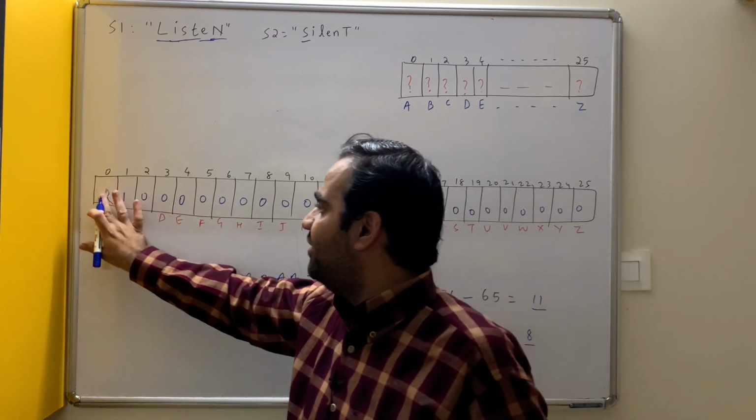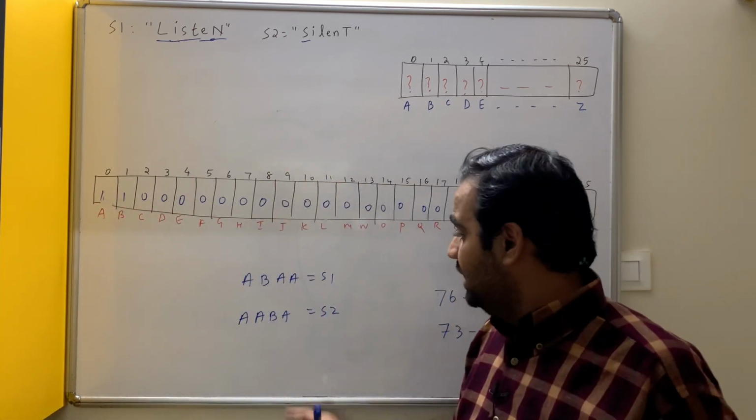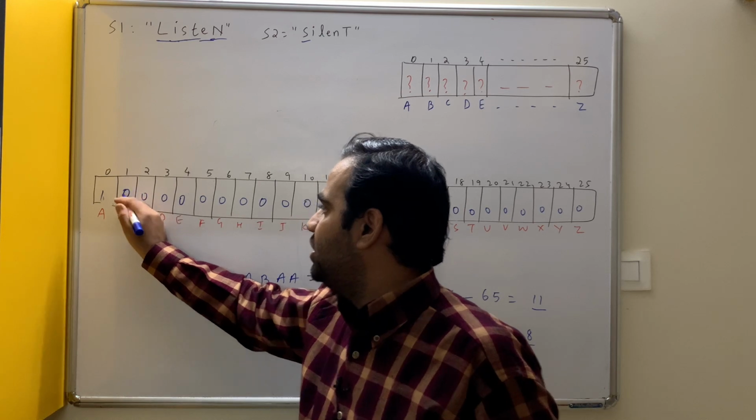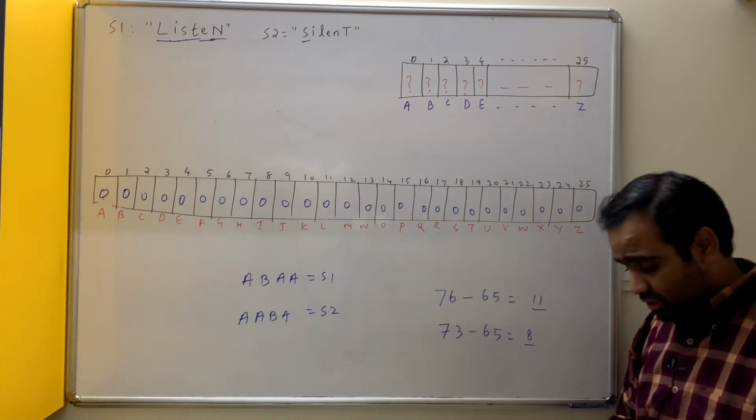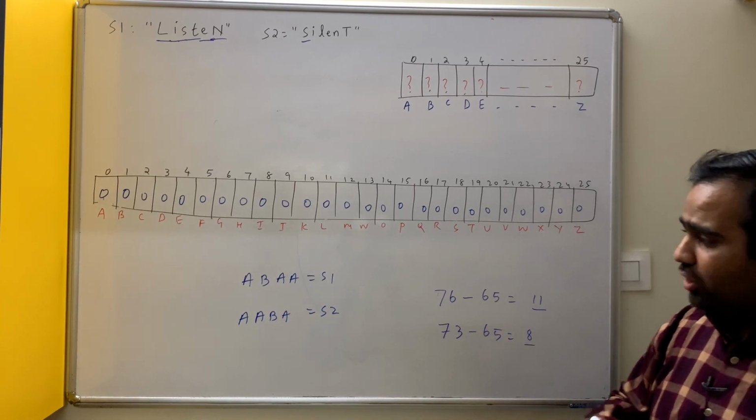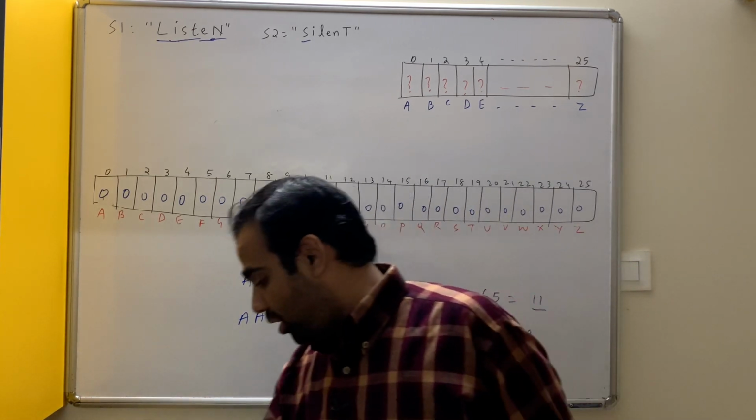Now again it is A. If I decrement the count, it will become 1. Now it is B, it will become 0. Now it is A, again it will become 0. Is the complete array 0? Yes sir. Therefore, these two strings are anagrams of each other.